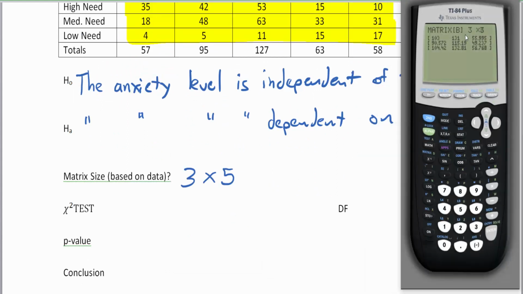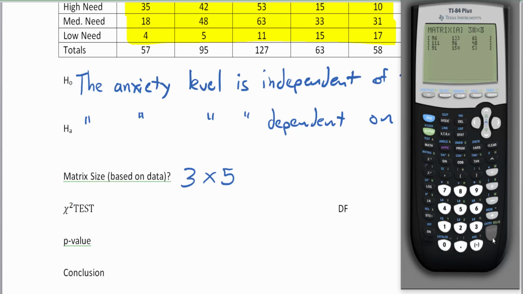You can see that I'm in matrix B. This is not where I want to be. So I'm going to go second mode. It takes me back to a nice clear screen. Second X inverse. See where it says matrix? Now I want to edit matrix A. So click over to edit and click enter.